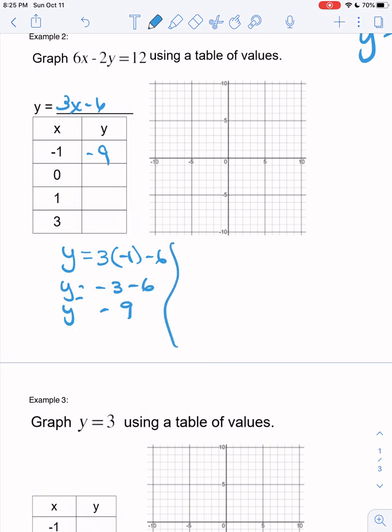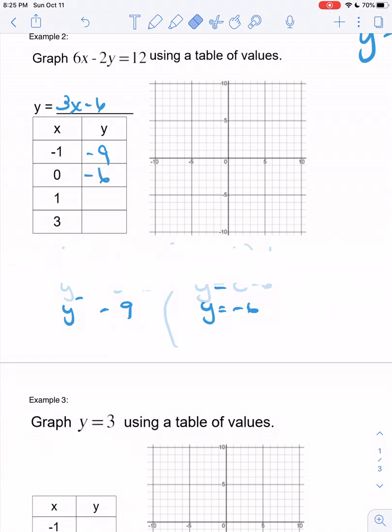We're going to do it again with a 0. Y equals 3 times 0 minus 6. Y equals 0 minus 6, or y equals negative 6. Let's put a 1 and a 3 in there. We'll have a nice set of data to graph.